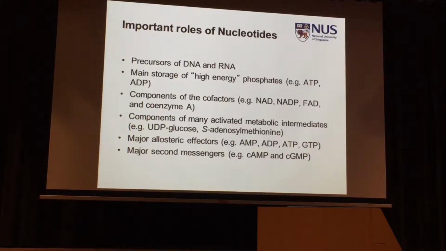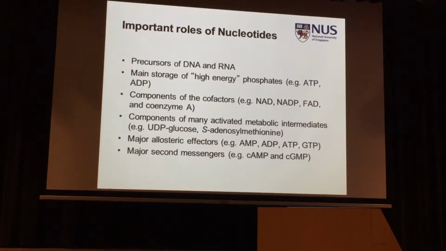Alright, so the important roles of nucleotides, not so much in the case of diet anymore. Diet is glucose, amino acids, and fatty acids. Nucleotides are very important because they are precursors of DNA and RNA, the primary genetic material. We have also seen the high energy phosphates, ATP and ADP, used in our metabolism. So adenosine triphosphate, and these are also the precursor molecules for polymerization in DNA replication.